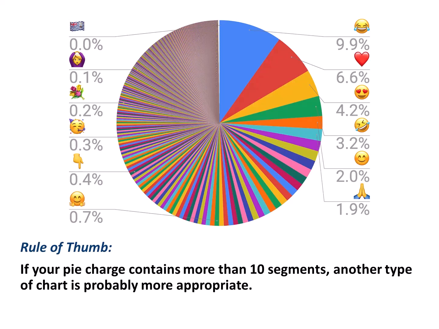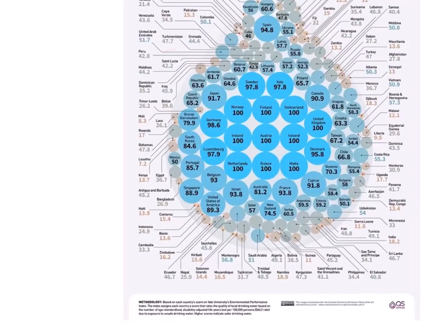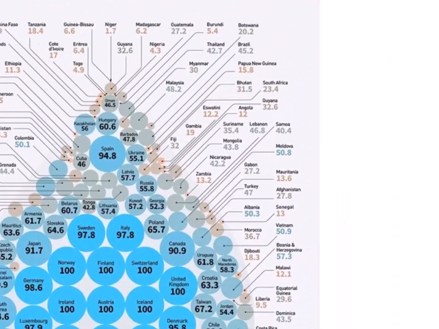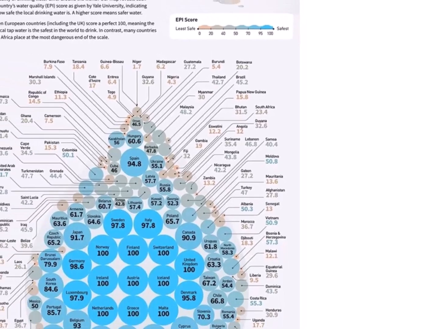The problem of cramming too much information into a single graph is not restricted to pie charts. Let's say that someone wanted to compare the quality of drinking water of, say, Laos and Brazil. How long do you think it would take to infer that information from this graph?